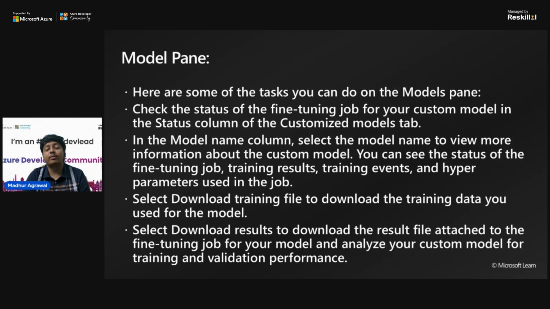So these two types of checks that you can do are on the training and validation data. There are three types of checks that you can perform, that is on the train data, validation data, and test data. The training and validation performance can also be checked in the model pane option in the Azure AI Studio when you bring your own custom model.